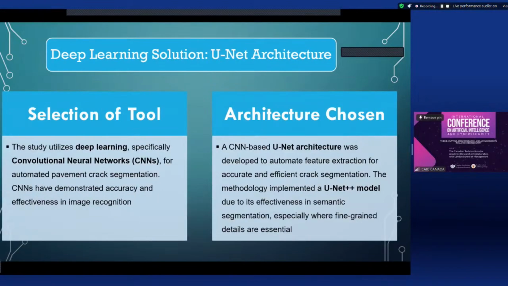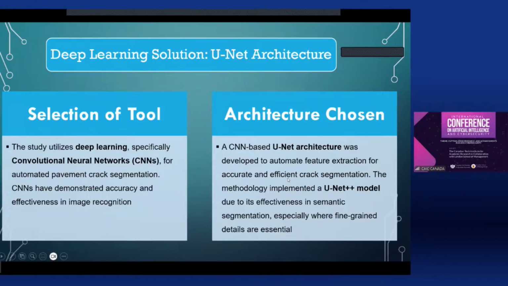So specifically, the CNN architecture selected for this problem was UNet. UNet is a U-shaped architecture. We'll discuss it more one slide ahead. It was developed to automate the extraction of features from the images.